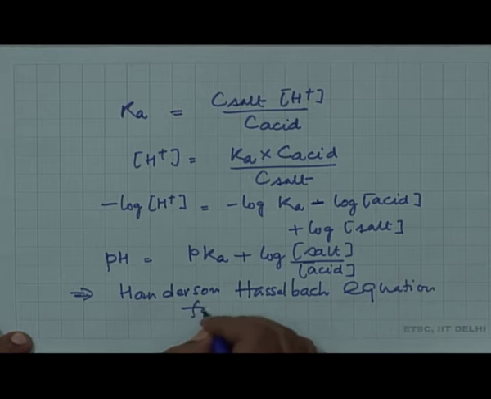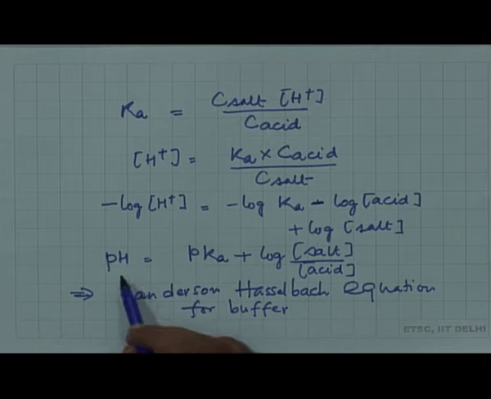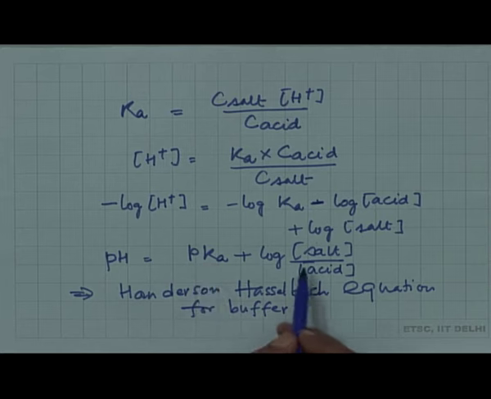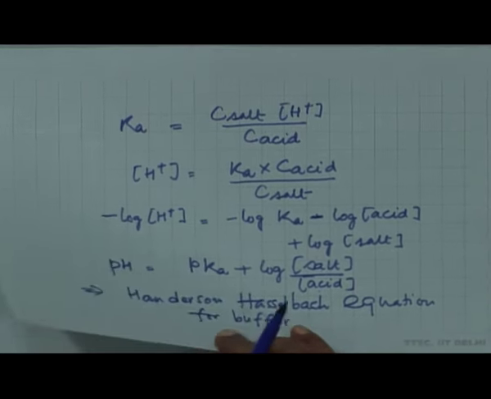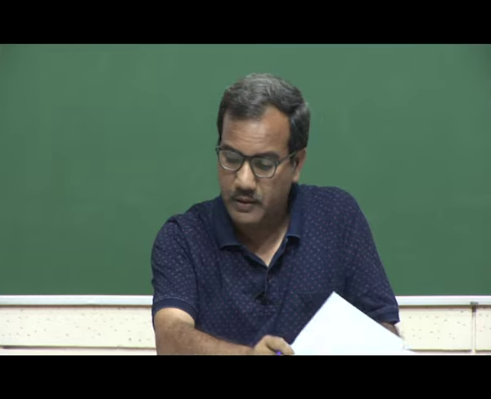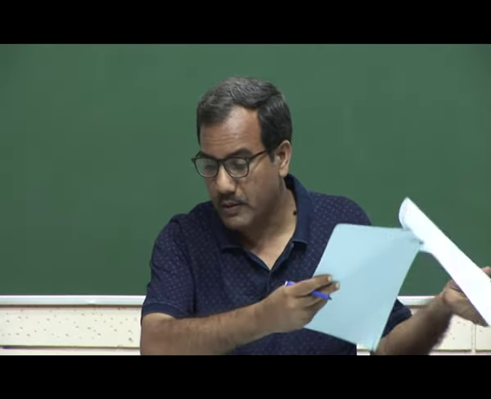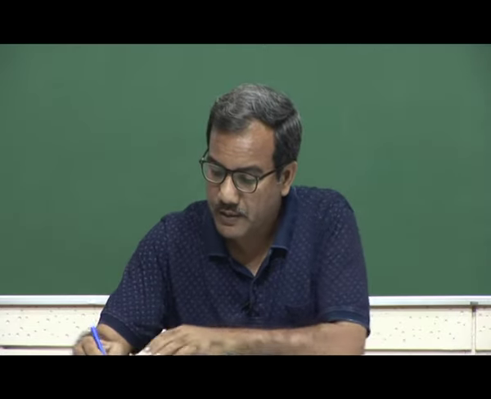For buffer, we can calculate pH by using pKa, if we know the concentration of salt and the concentration of acid. So, next I will discuss titration.